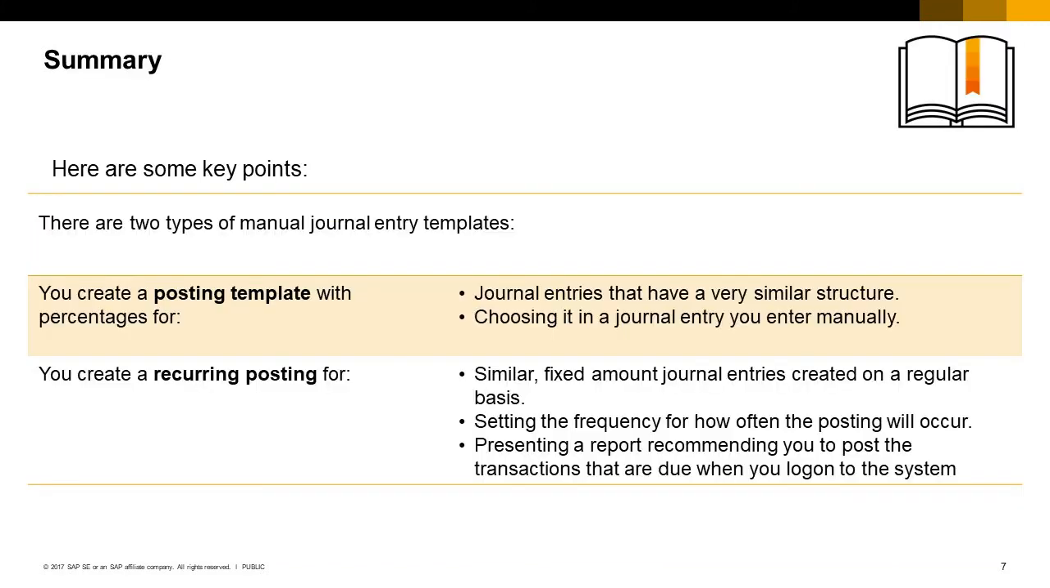Here are some key points to take away. There are two types of manual journal entry templates. You create a posting template with percentages for journal entries that have a very similar structure. You can then choose this posting template in a journal entry you enter manually. You create a recurring posting for similar, fixed amount journal entries created on a regular basis. You can set the frequency for how often the posting will occur. The system presents a report recommending you to post the transactions that are due when you log on to the system.